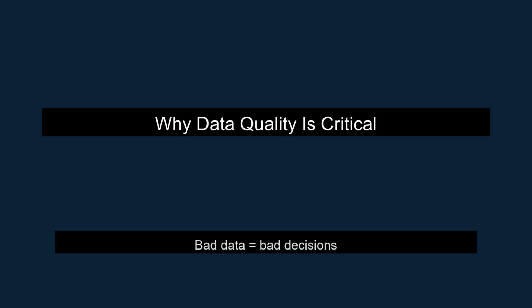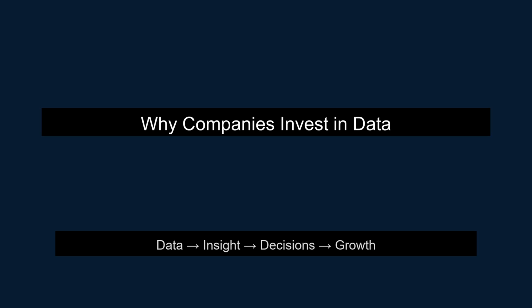If data is missing, duplicated, or inconsistent, everything that depends on it becomes unreliable. Data quality frameworks, governance rules, and monitoring systems ensure trust and transparency across analytics and AI. Organizations invest in data platforms because data reveals opportunities, customer behavior, operational issues, and new revenue streams. Data transforms companies from reactive to proactive decision makers.